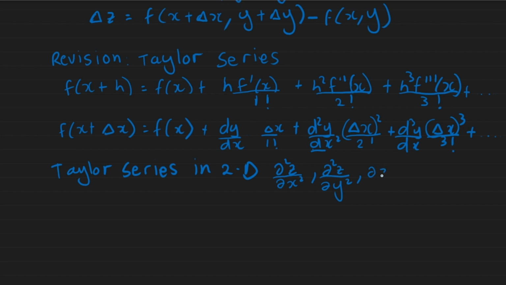∂²z/∂x∂y. And you would remember that in the previous video, we saw that there are two mixed partials, ∂²z/∂x∂y, and also ∂²z/∂y∂x. So what this means is that there are actually two mixed partials, and since they are the same, they are actually equal. So we have two of these mixed partials. So now we can proceed to write our Taylor series in 2 dimensions.